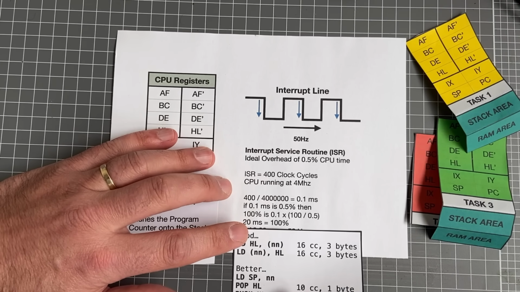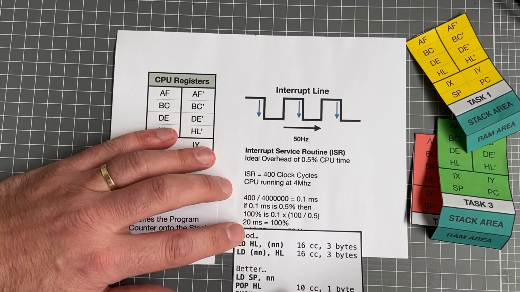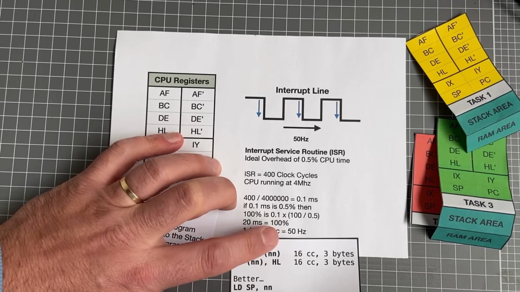So I need to interrupt the CPU at every 20 milliseconds, which is exactly 50 hertz.